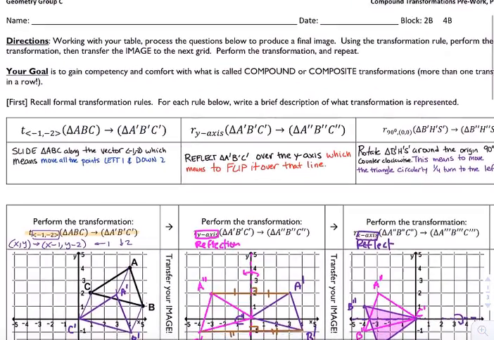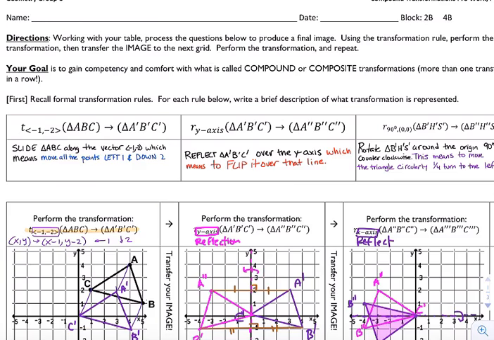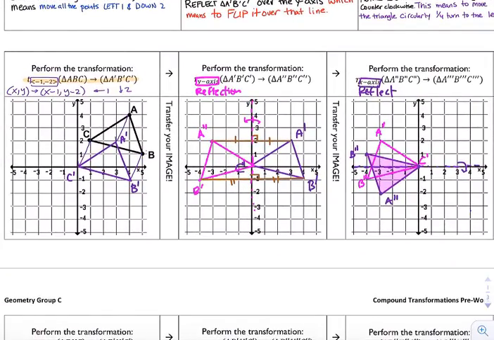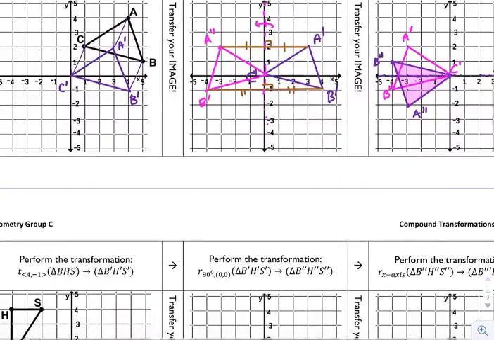Your goal, as it says right here, is to gain competency and comfort with what's called compound or composite transformations. In other words, you're able to take a shape and move it more than once, given nothing but the rule.